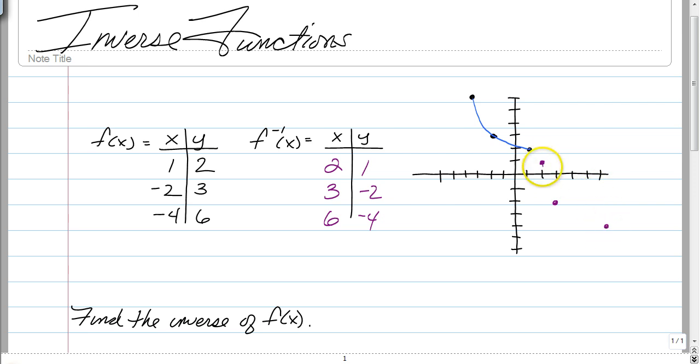And if we were to connect those dots, you can see that an inverse function is just a reflection over the line y equals x. And that's because we're just switching x and y. The only thing that's changing is x becomes y and y becomes x. That's what inverse functions are. So, keep that phrase in mind.